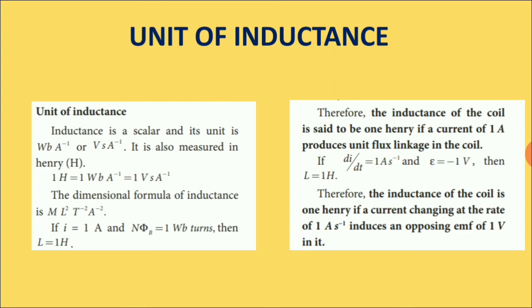If dI by dt is equal to 1 ampere per second and psi is equal to minus 1 volt, then L is equal to 1 henry. Therefore, the inductance of the coil is 1 henry if a current changing at the rate of 1 ampere per second induces an opposing EMF of 1 volt in it.